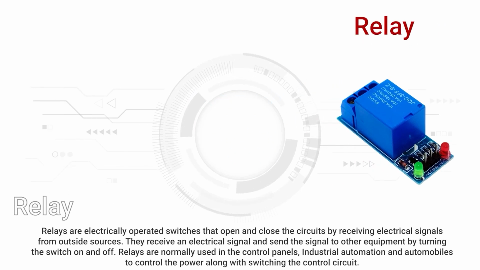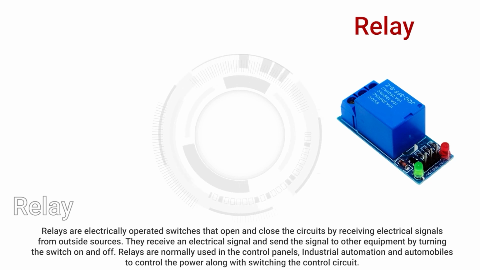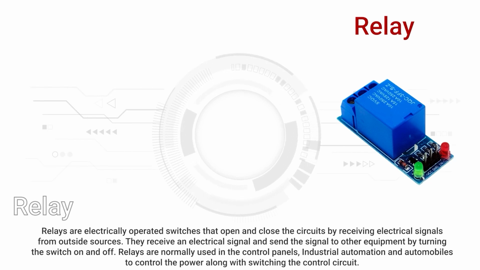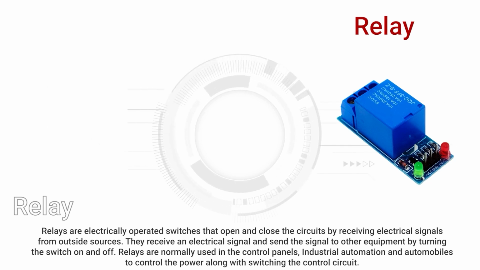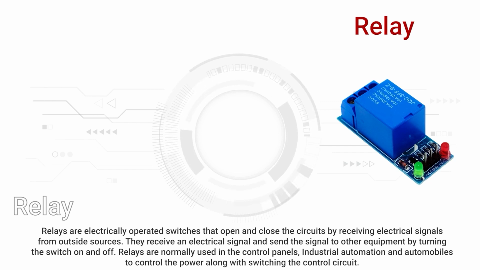Relays are electrically operated switches that open and close the circuits by receiving electrical signals from outside sources. They receive an electrical signal and send the signal to other equipment by turning the switch on and off. Relays are normally used in the control panels, industrial automation and automobiles to control the power along with switching the control circuit.